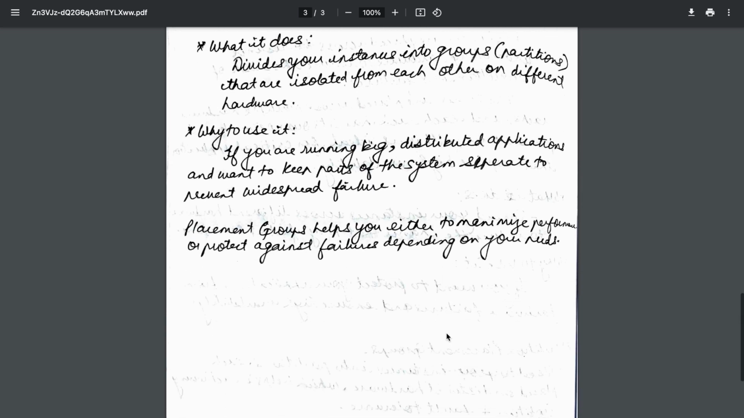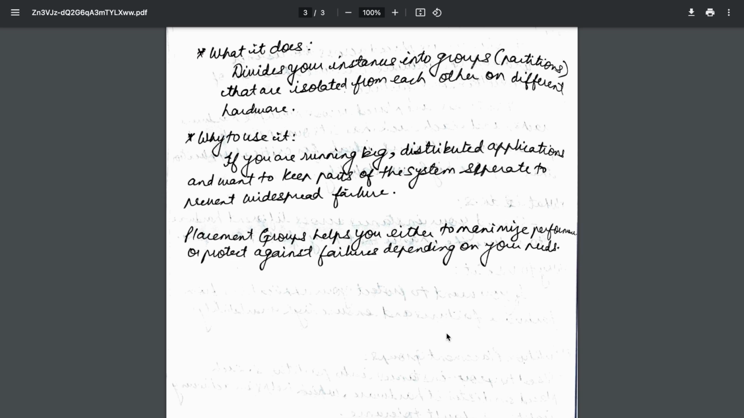What it is doing at the backend is dividing your instances into partitions, and creating isolation from each other's hardware. That helps us with fault tolerance. And why should we use it? If you are running a big distributed application and you want to keep the parts isolated from each other, you can use this partition placement group.